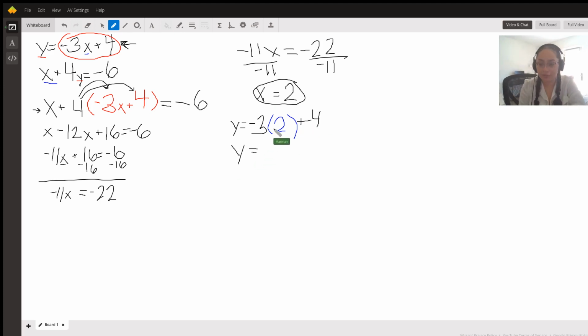y equals, first you do the multiplication according to PEMDAS. y equals negative 6 plus 4. And negative 6 plus 4 is negative 2. So our answer will be C because the answer is x equals 2 and y equals negative 2.